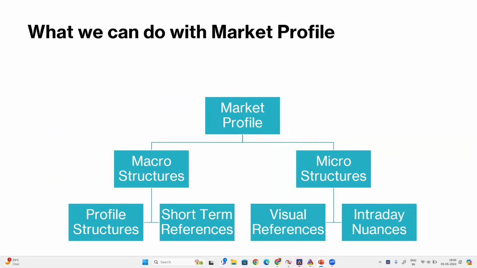Micro structures are like tiny information, which could offer very meaningful information about what a particular trader is trying to do. What an intraday trader is trying to do, what short-term traders are trying to do, what powerful short-term traders, we call them dominant traders, are trying to do. The dominant traders are nothing but the smart money in a very short term.